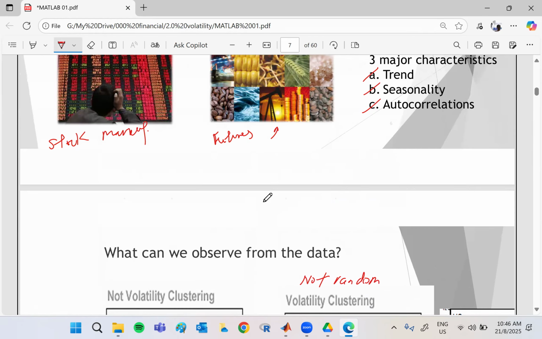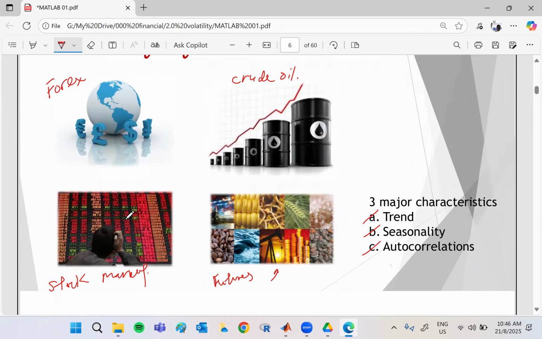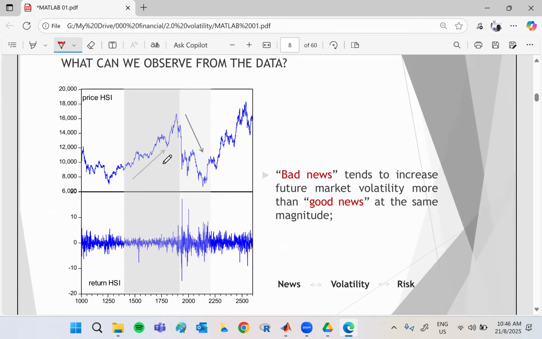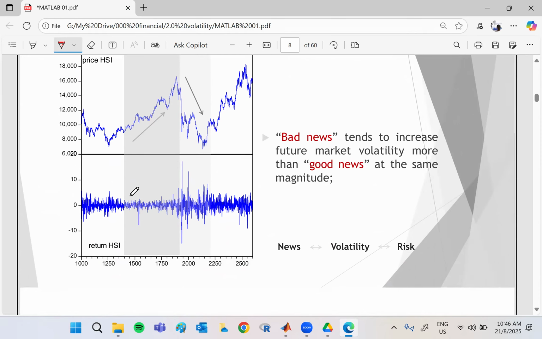It appears in any of these financial data: forex, stock market, derivatives, or commodities market. Another interesting part is that by looking at the price movement and the returns, we can find a relationship between these two series. This is the Hang Seng index from Hong Kong. When the price has a tendency to go up, after that the price will have a tendency to go down.